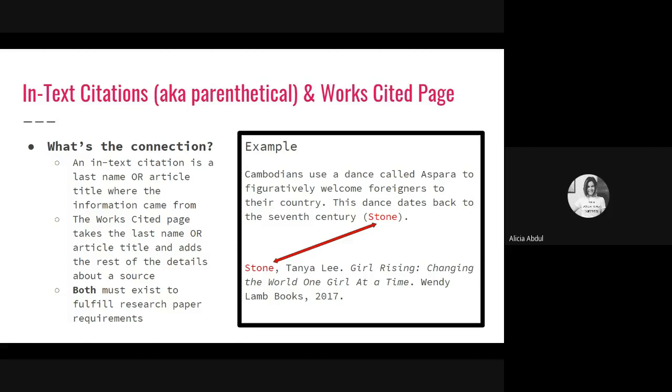And notice that whatever is in the parentheses is the first thing that I will see in my Works Cited page. For instance, this was a research paper, and I included an informational piece about Cambodian dance. And because I found this through research, I put Stone, which is the author's last name, in the parentheses before the period. And then if I looked to my Works Cited page, I would see the full citation at the bottom. Both of these things must exist.